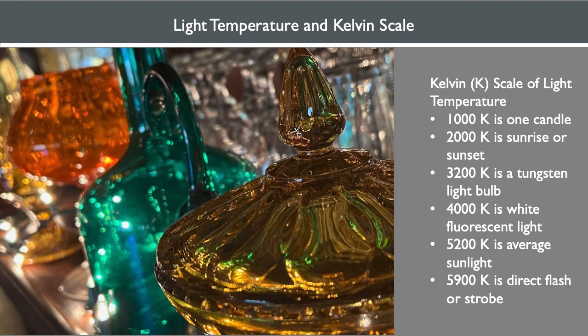Kelvin represents the temperature of light directly correlated with the color of light. 1 Kelvin is equal to 1 degree Celsius. To simplify how this applies to photography, think of it in terms of the temperature of your light source. When the sun is at sunrise or sunset, this appears as approximately 2000 on the Kelvin scale. A tungsten light bulb is 3200 Kelvin. A white fluorescent light is 4000 Kelvin. And 5200 Kelvin is average sunlight, whereas 5900 Kelvin is direct flash or strobe.